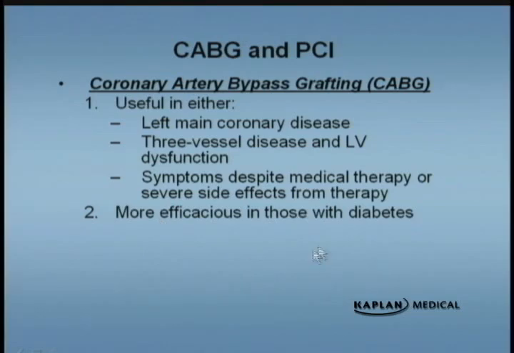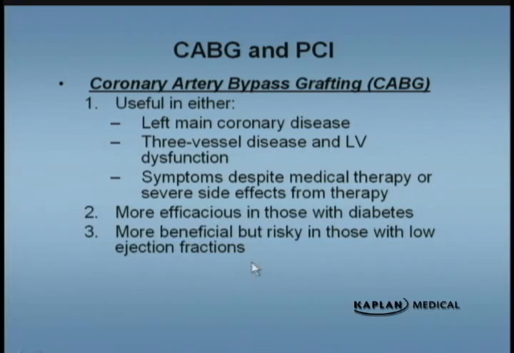You see where it says more efficacious in diabetes? Because by definition, diabetes and vascular disease is much worse. Diabetes is a sicker heart. The sickest heart needs the greatest perfusion. Diabetes and ischemia lead to decreased ejection fraction. Who needs the biggest cure? The one with the illest disease. Three vessels, left main, low ejection fraction, diabetics. They're starving.